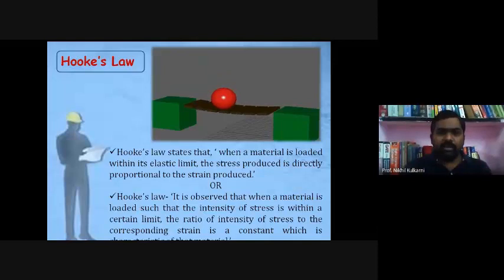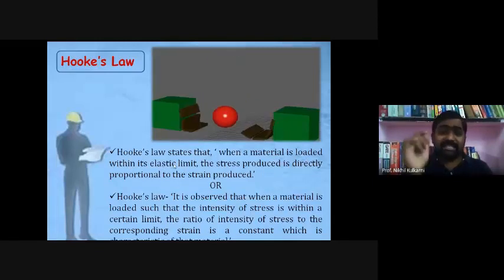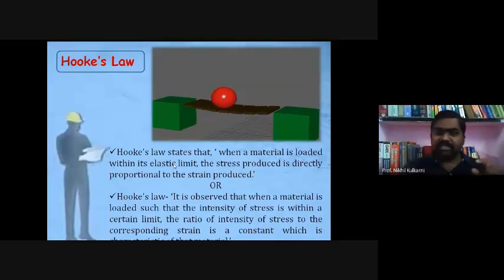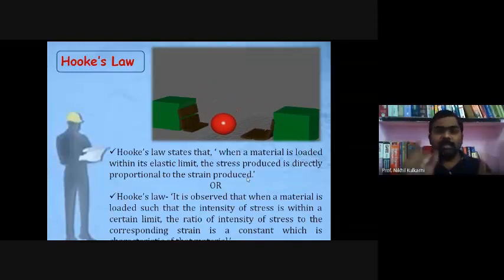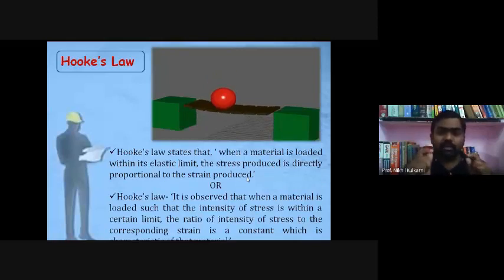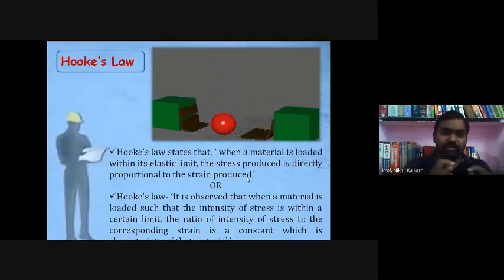What does Hooke's law say? Hooke was a scientist who made this law. Hooke's law: when a material is loaded within its elastic limit, not crossing its elastic limit, remember that, the stress produced is directly proportional to the strain. It means if the material is within the elastic limit, stress is directly proportional to strain. Remember this.